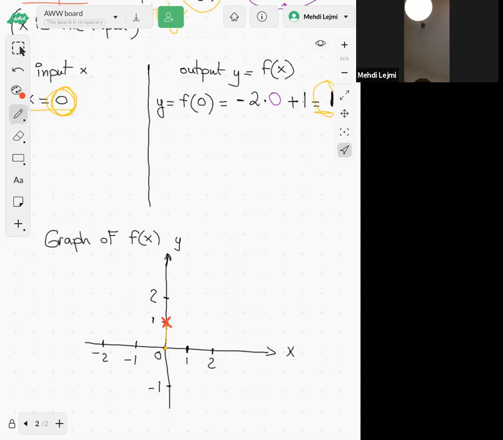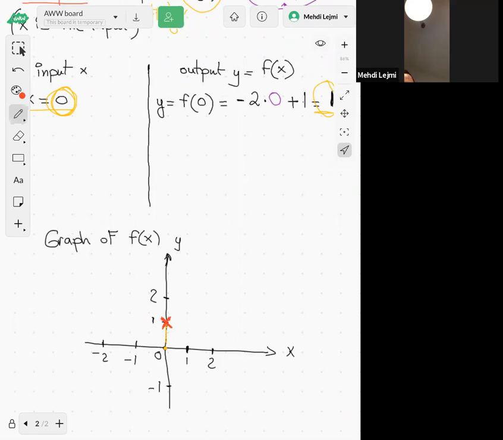Does this make sense to you guys? So this is my first point. This is the point where the input x is 0 and the output y is 1. Yeah, that's the point (0, 1). I'm gonna explain the points notation later. So that's my first point.